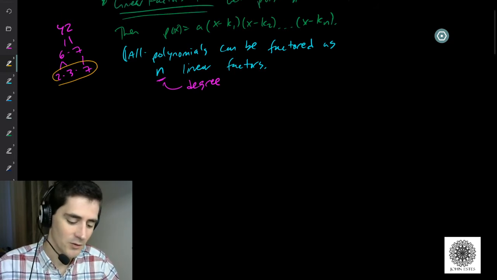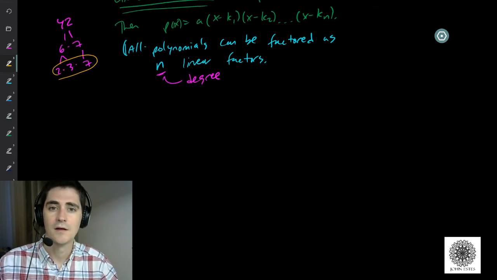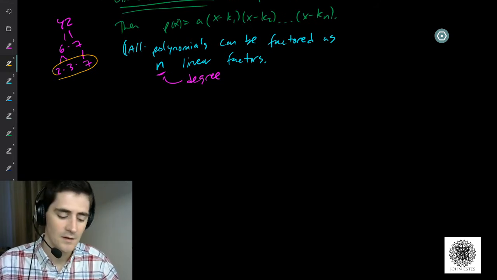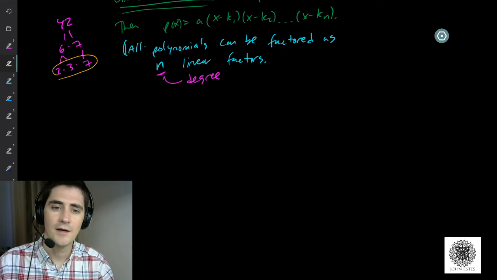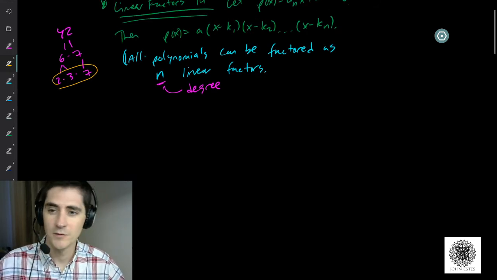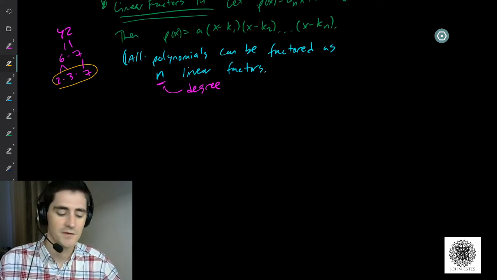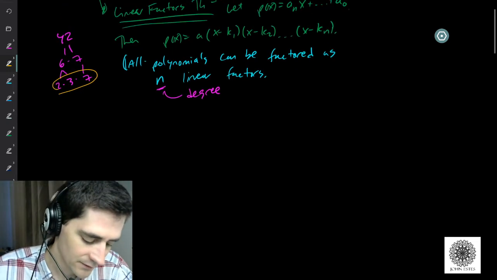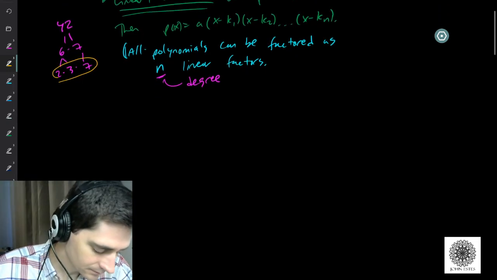So now for polynomials, we're saying there's a similar idea, except instead of prime numbers, we're talking about linear polynomials. So every polynomial can be broken down into a product of n linear polynomials being multiplied together. So these linear polynomials are kind of like the prime numbers for polynomial world, if you will. Now there's a few things we need to point out here.